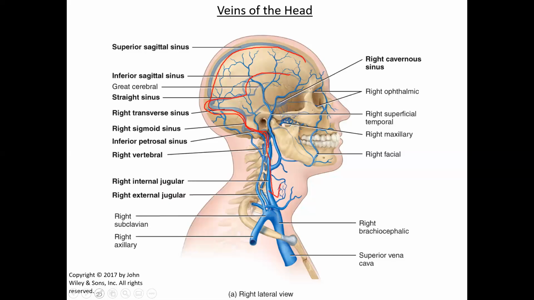Now on the external of the skull, we are going to have a different setup, just like we have with the arteries. So we have, again, a maxillary vein. It runs with the maxillary artery. Okay, and then we'll have a number of veins that drain the face and the scalp, and these are draining into the external.